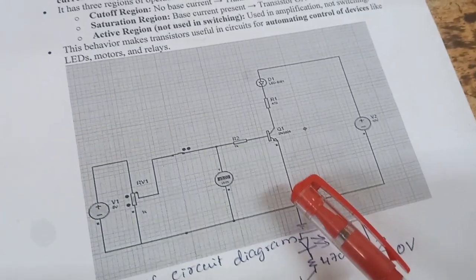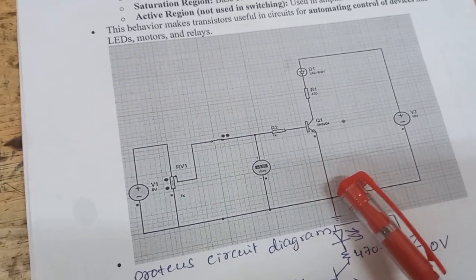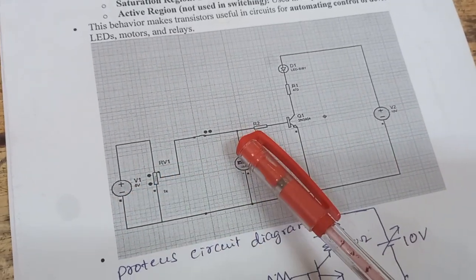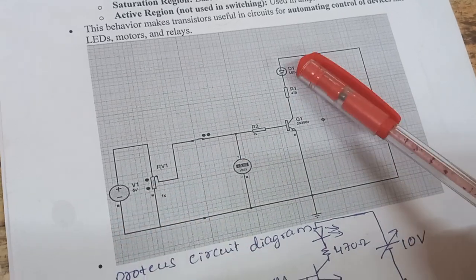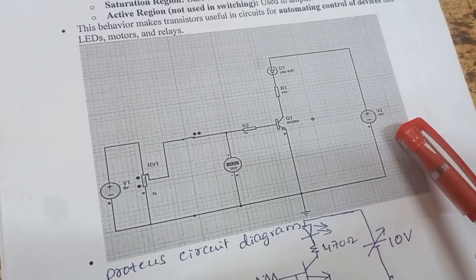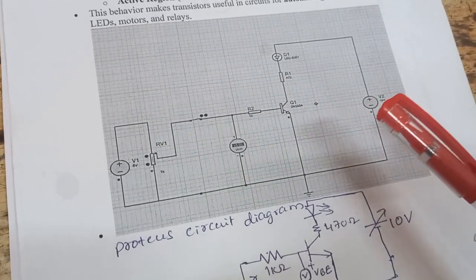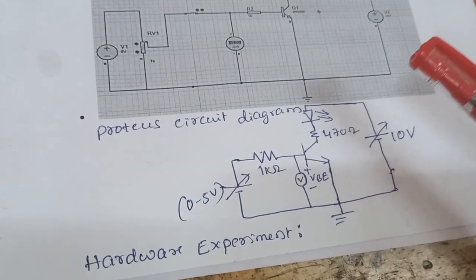So this is the circuit diagram for the transistor as a switch. I have already made a video on this using Proteus, showing how the transistor acts as a switch. Here we are applying the base voltage using a potentiometer and DC supply, and here we have connected one LED, and this is the output voltage applied between collector and emitter. Using this circuit, the transistor acts as a switch, and you can refer to that video.